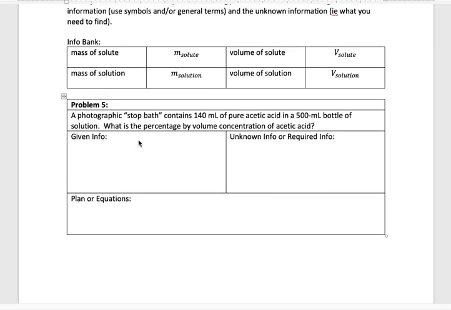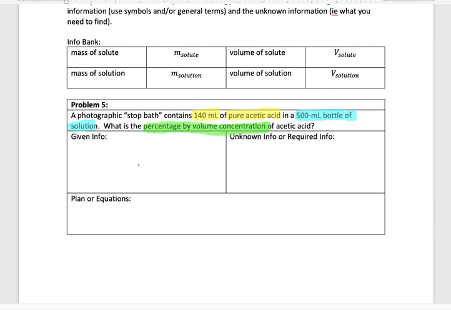So what I want you to do is get a highlighter and highlight the information that is being given here. I have 140 milliliters of pure acetic acid. I have a 500 milliliter bottle of solution. And then, what is the percentage by volume concentration? That's what we need to find here.